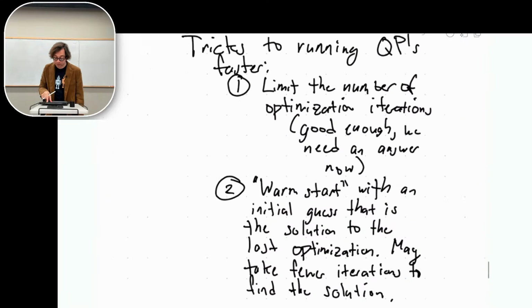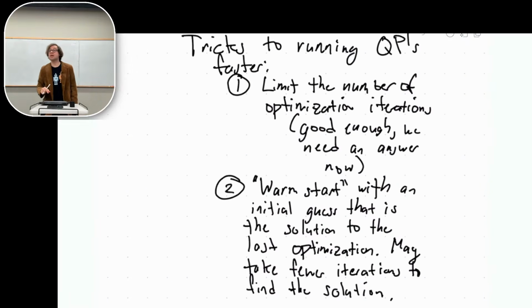Right? Okay. Those are two good tricks for making your QPs run faster, because again, they are in the loop. All right. That takes us to the end of class here. MPC is pretty awesome.